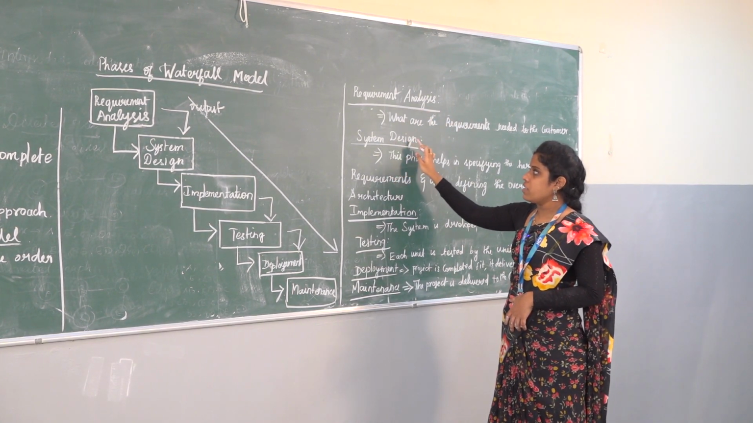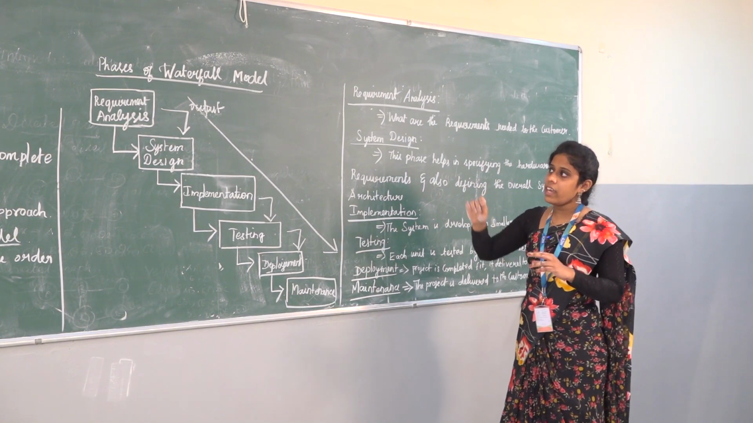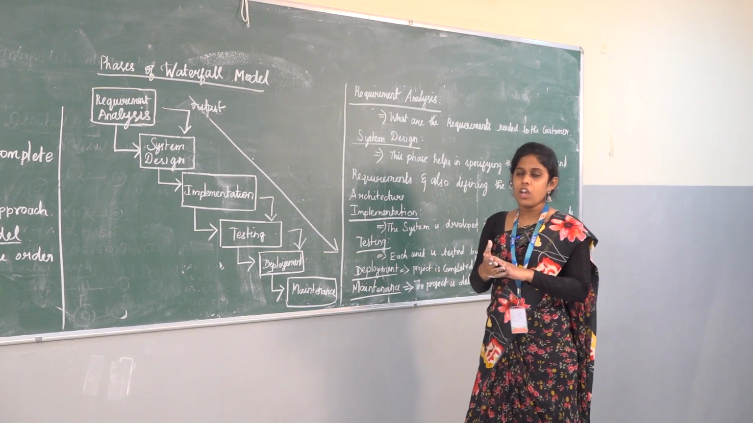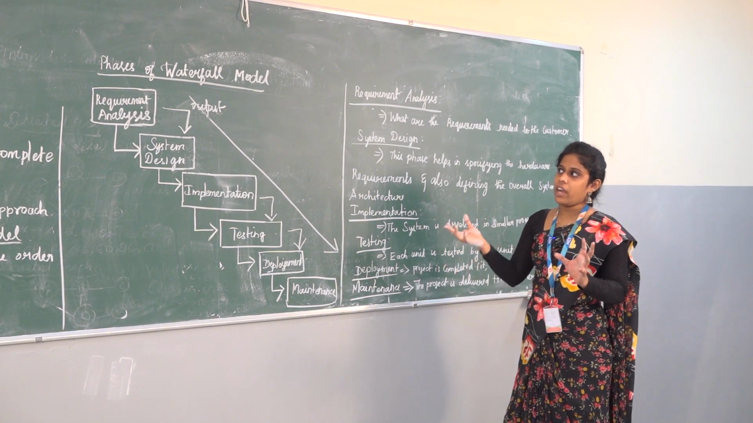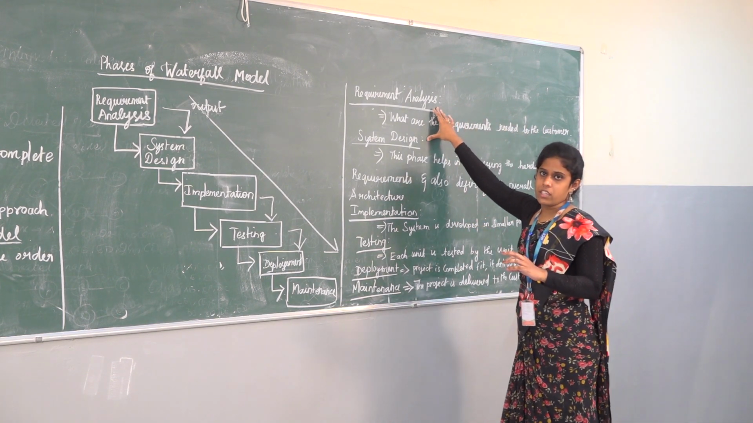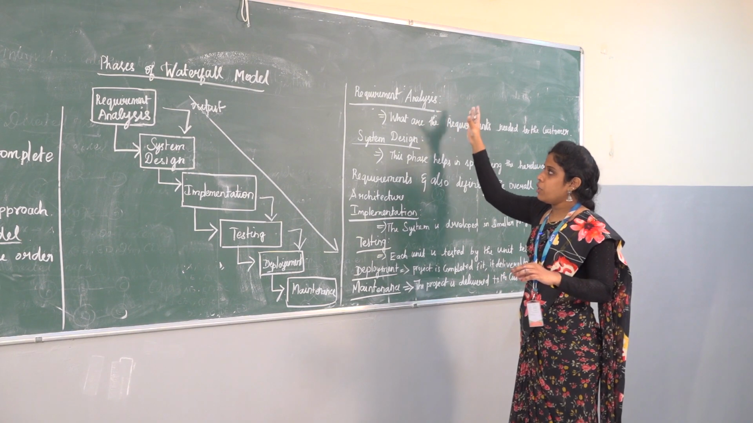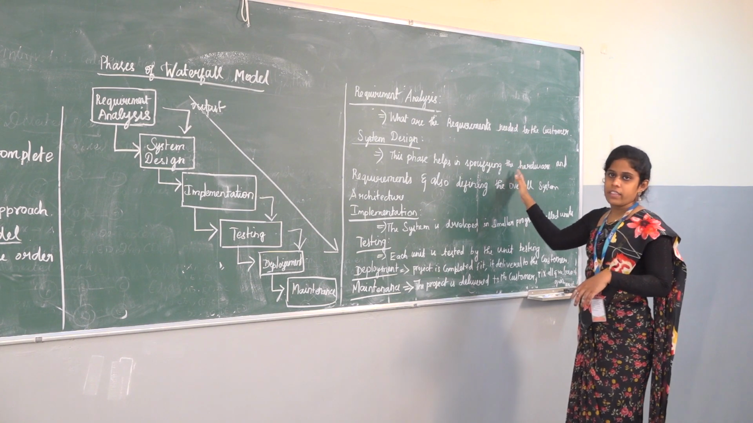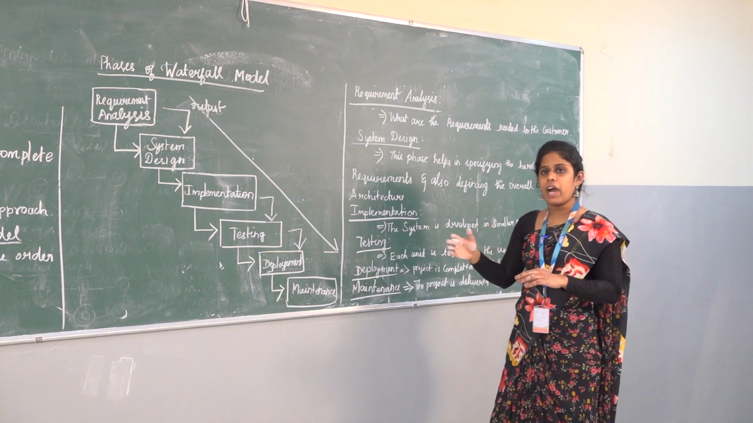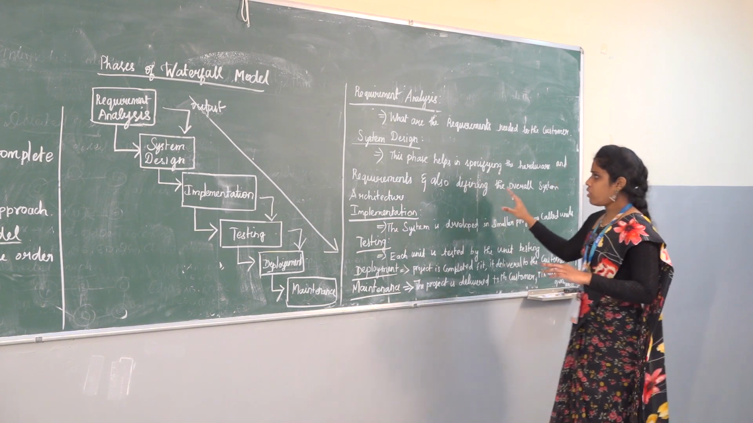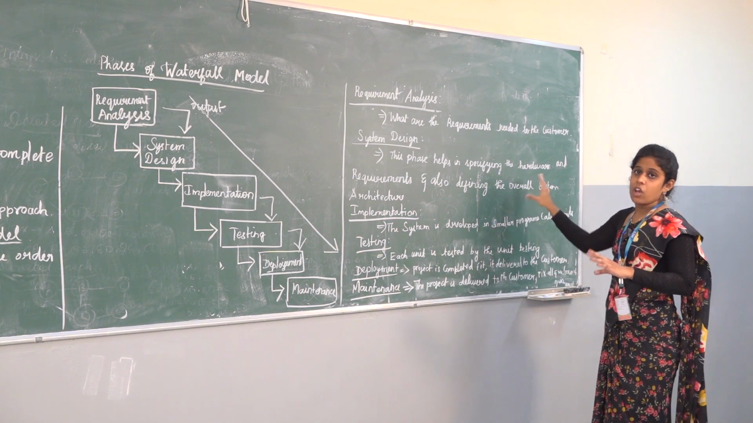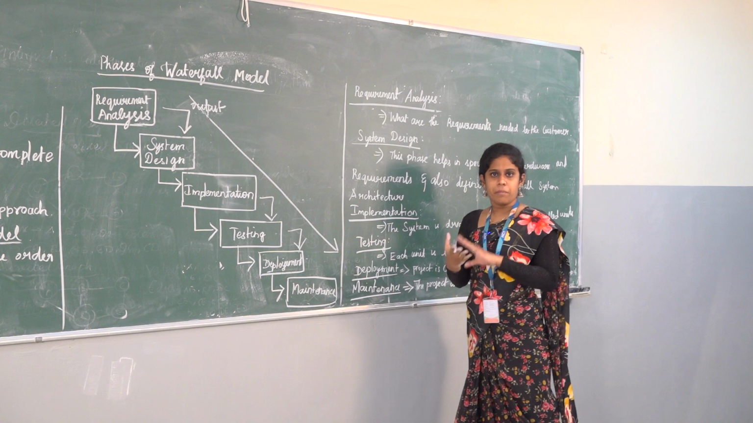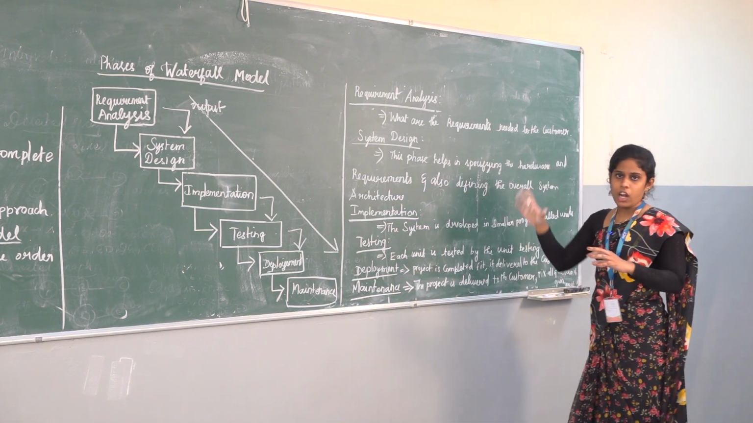Next one, system design. The requirements are collected in the requirement analysis. What are the requirements that are used to develop the project? For this project, what requirements are needed? That is collected in the requirement analysis. After the requirement analysis, it will move to the system design. This phase helps in specifying the hardware and requirements and also defining the overall architecture. That means whatever hardware we want, what type of hardware we want, whatever requirements we need, and defining the overall architecture.